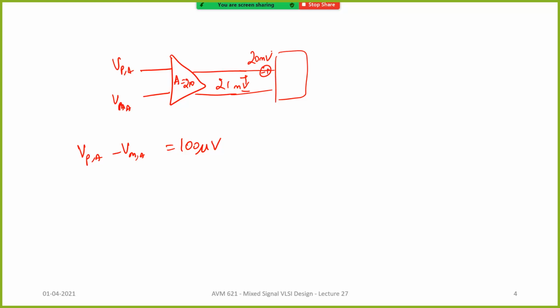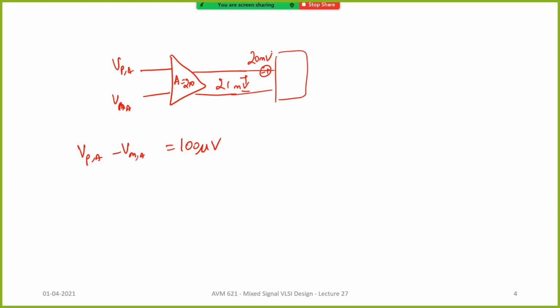In other words, you have to make sure that the comparator does not produce any wrong decisions for any signal whose differential input is greater than or equal to half VLSB. Understood? Is it clear? Okay. Now, how to build this preamplifier?